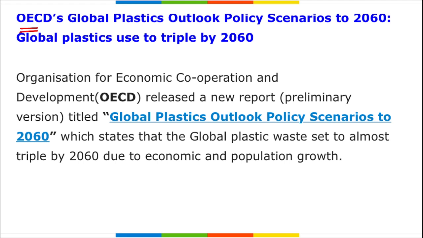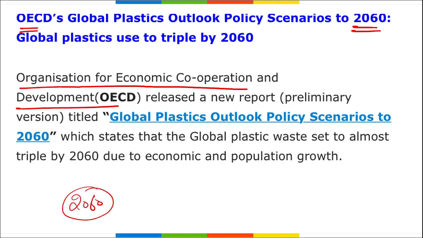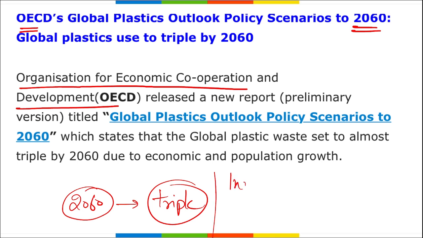Next is OECD, that is your Organization for Economic Cooperation and Development. Recently, a Global Plastics Outlook report was released by it for the year 2060 that stated that by the year 2060, global plastic use will triple. That means the plastic that we are consuming now will be 3 times by the year 2060. Also remember, India recently banned the use of single-use plastic from 1st of July.